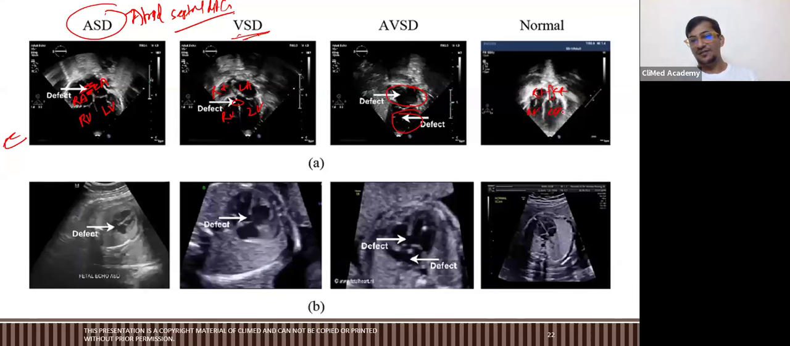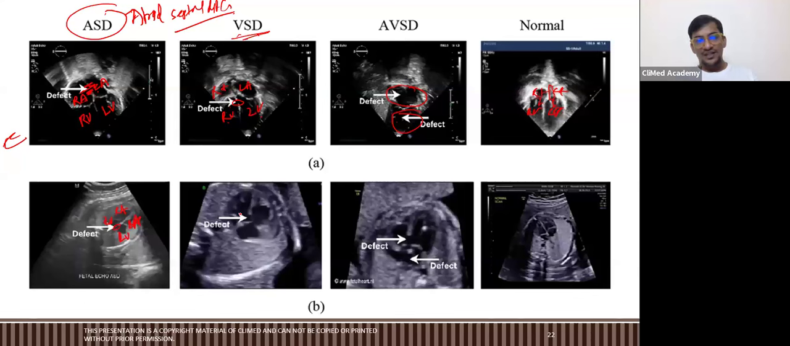Okay, right ventricle, left ventricle, all are intact. These are the openings through the valve. And here, again, a defect between the ventricles. See, this is RA, LA, and then this is LV, this is RV. So there's a defect between RV and LV, a ventricular septal defect.